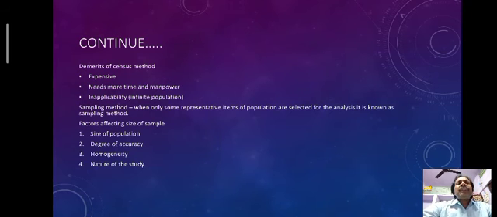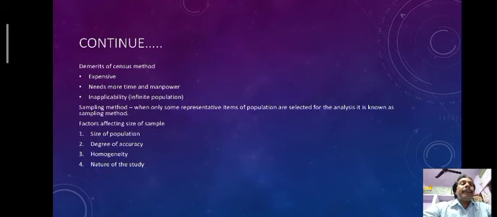Next, that is the inapplicability in case the population or item is infinite. Infinite means there is no particular limit. In that case, this method is not suitable. Is it clear? So these are the basic demerits of census method.